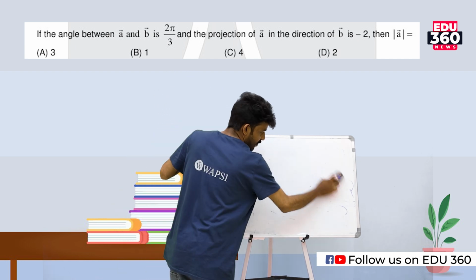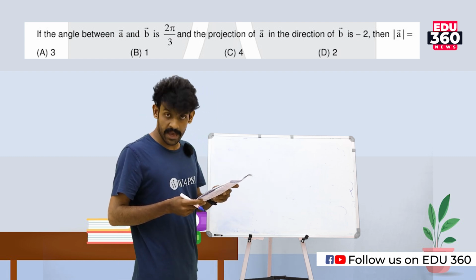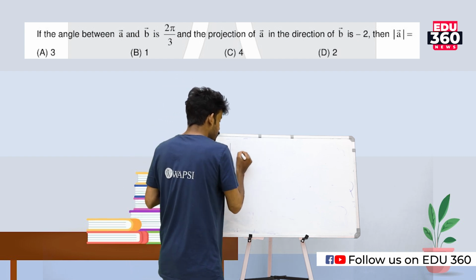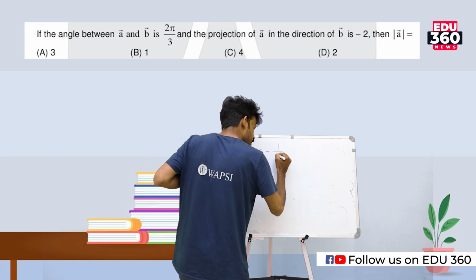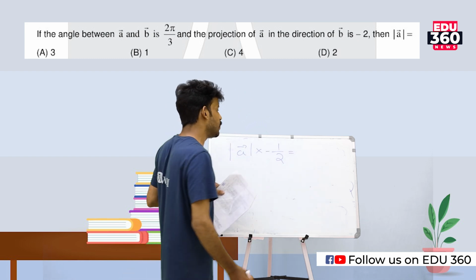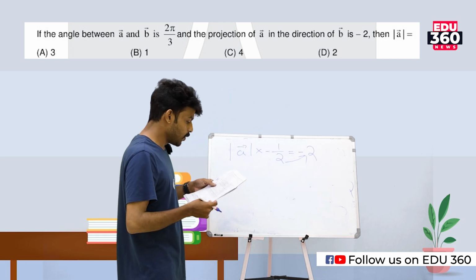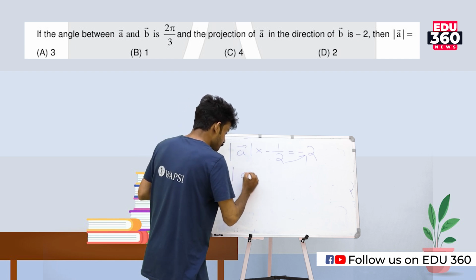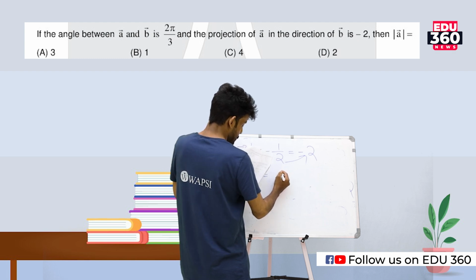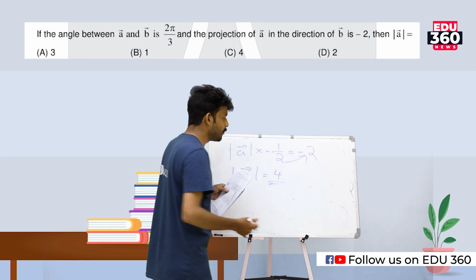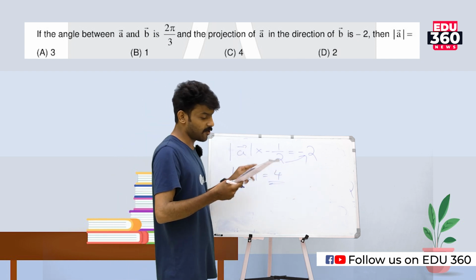The next step is, we are going to substitute the value of cos 2 pi by 3, which is -1/2. So that means modulus of A vector into -1/2 is equal to -2. Hereafter, just multiply here: 2 into 2, that means 4. So modulus of A vector is equal to 4. Here it is -1/2, -2, so hereafter we can write modulus of A vector is equal to 4.